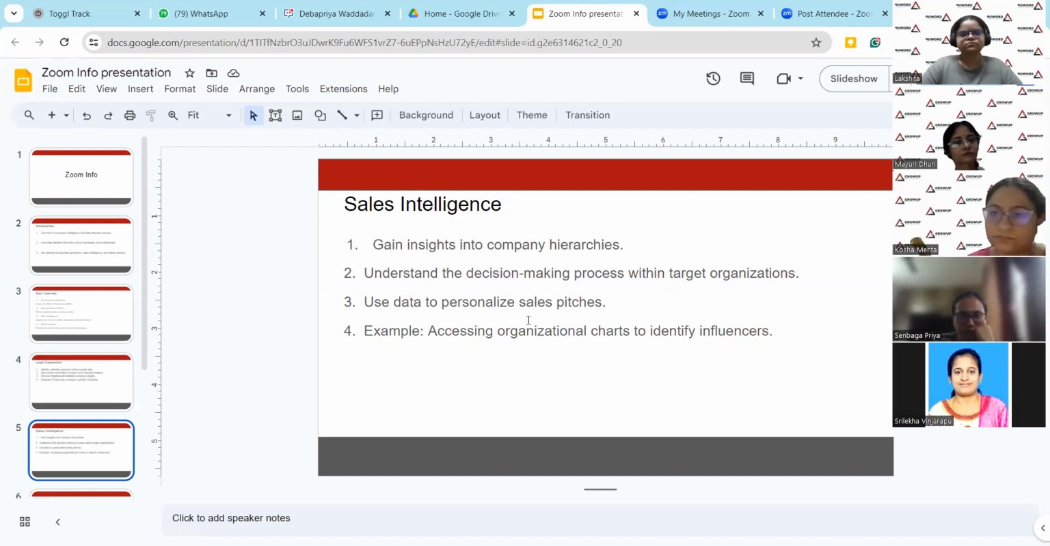Use data to personalize sales pitches. From the level which you are targeting, you can understand what kind of people you will be dealing with. So accordingly, you can change your sales pitch.